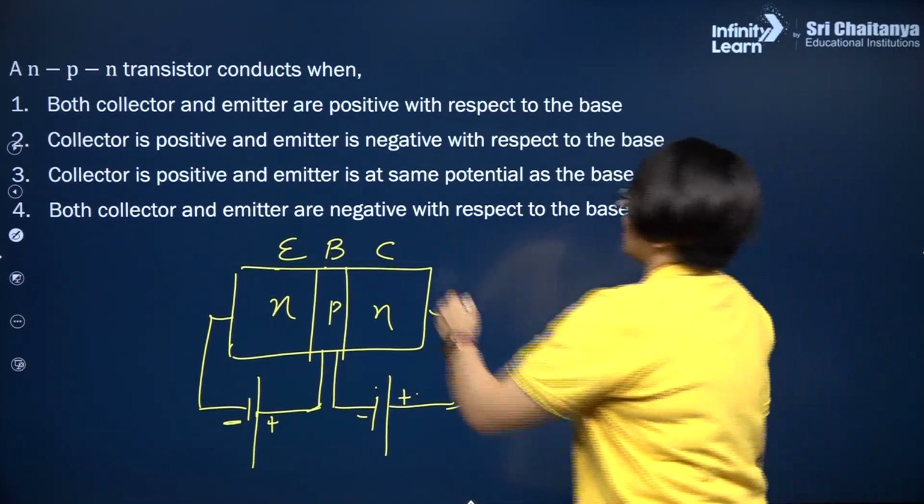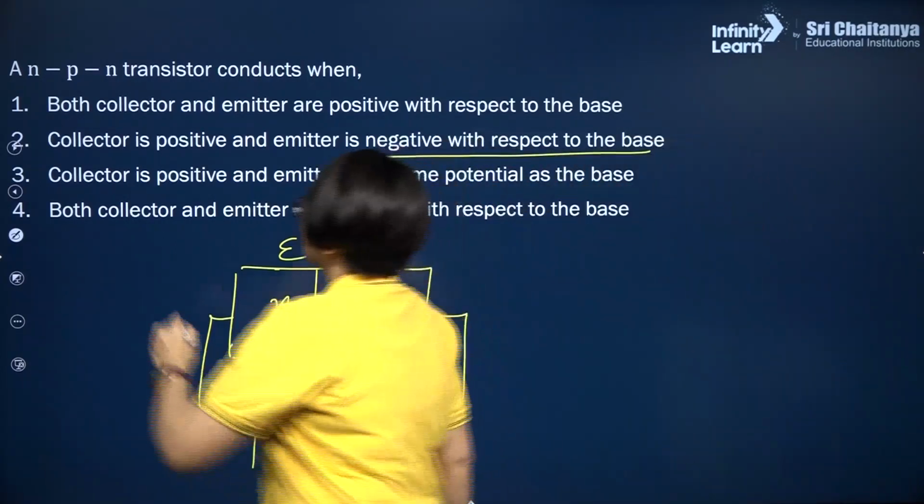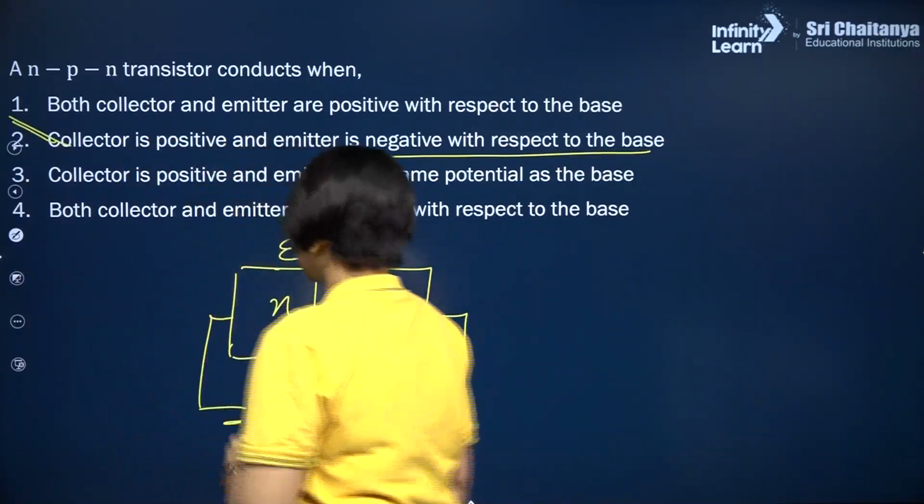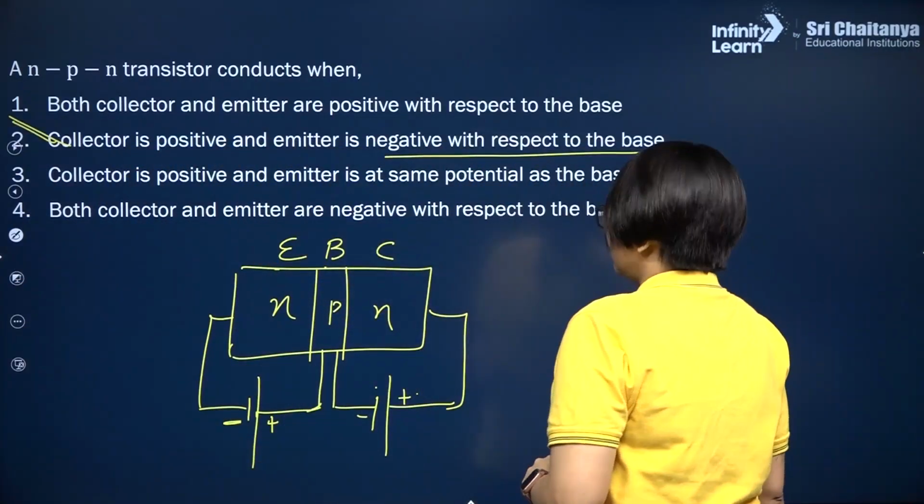Collector is positive, emitter is negative with respect to base. So correct answer is option 2. Alright, next is this one.